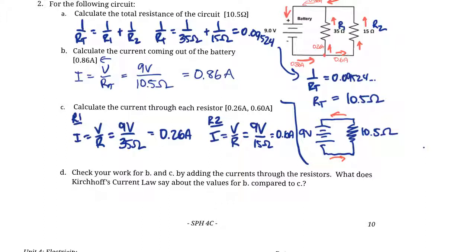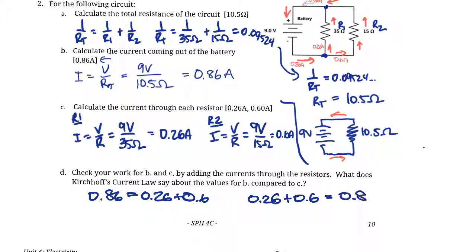So it makes sense because 0.86 is equal to 0.26 plus 0.6. So that would be this junction here, right? And the same thing happens here where we have the two currents coming together. 0.26 plus 0.6 come together to make 0.86. These should all be amps, by the way. So both cases check out, that we did the rest of the math right. Okay, so you can always check your work by checking Kirchhoff's laws, either for voltage or current.